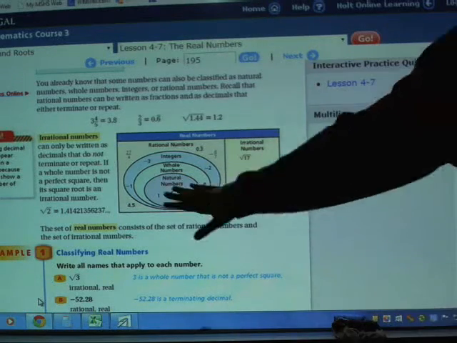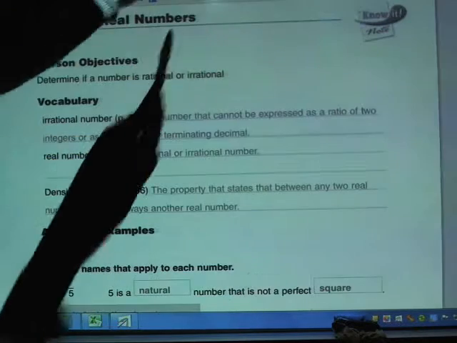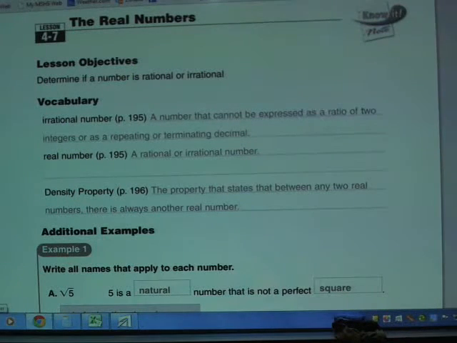And again, you can go ahead and take a look at this chart, which is on page 195 in your textbook. All right, so let's go ahead and return to the presentation now. And we'll go ahead and take a look at the first example here, where they're asking us to write all the names that apply to each number. And the first question they've given us here is the square root of 5.